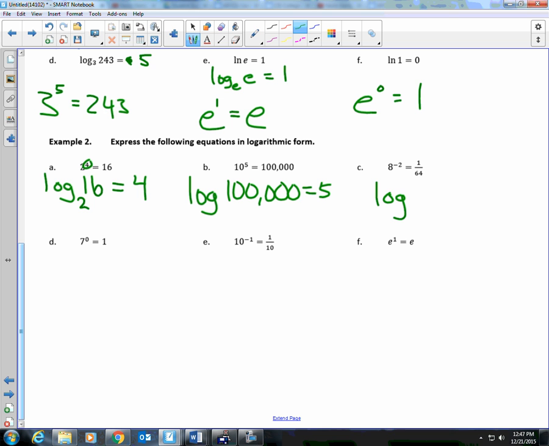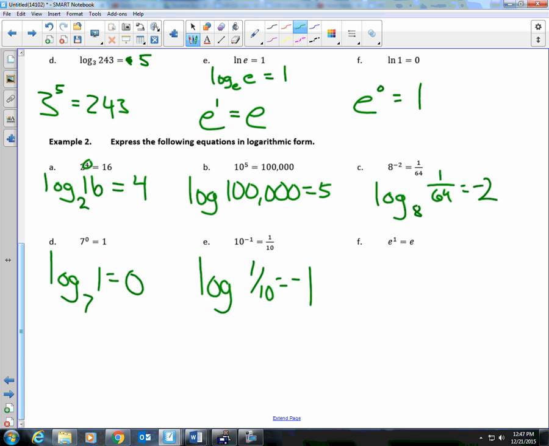Next one, log base 8 of something is equal to something. D, log base something of something equal to 0. Log base, so I won't write it, of a tenth is equal to negative 1. Next one, log base e. So I don't write log base e, I write natural log.